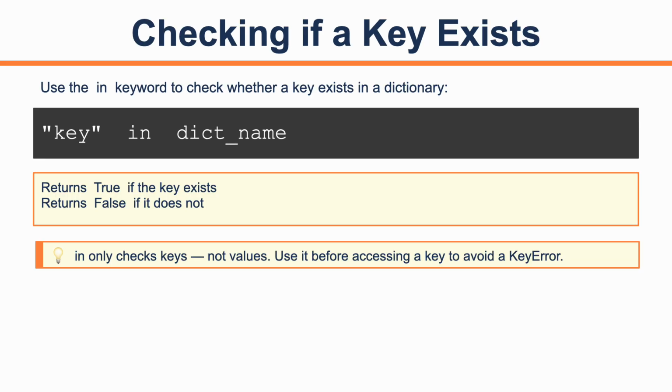The in keyword lets you safely check if a key exists before doing anything with it. Write the key, then the dictionary name. Python returns either true or false with no crash, no error, just a clean Boolean result you can act on.